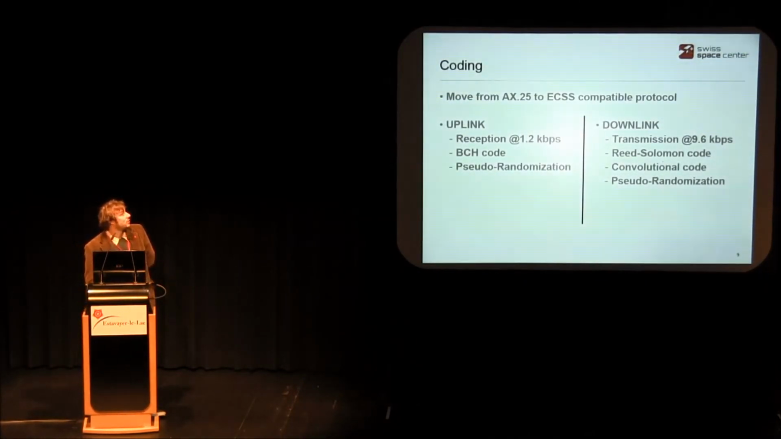Quickly on the coding, we had to move from the FX25 protocol to an ECSS compatible one. That's if at least you want to use forward error correction. You can use FX25 if you prefer not to use ECSS. For the uplink, we have the BCH code with the pseudo randomizer. For the downlink, Reed-Solomon with convolutional code and pseudo randomizer. We'll have more detail in the presentation after mine.